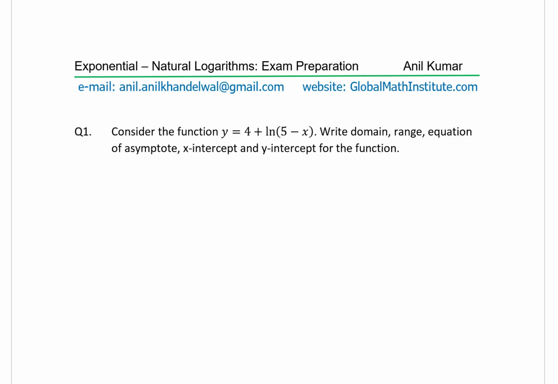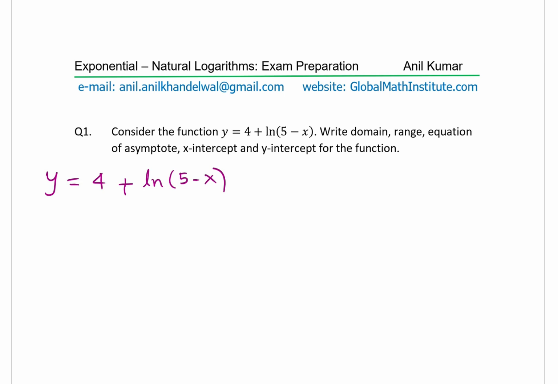We'll begin with question number 1, which is: consider the function y equals 4 plus ln(5 minus x). Write domain, range, equation of asymptotes, x-intercept and y-intercept for the function. You can always extend this to graph the function also, right? So we are given the function here, which is y equals 4 plus ln(5 minus x). So let's begin with domain.